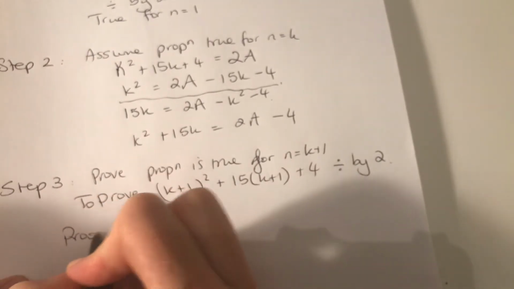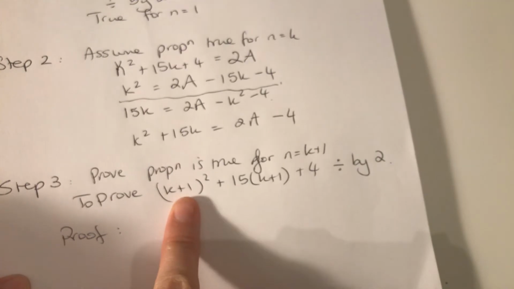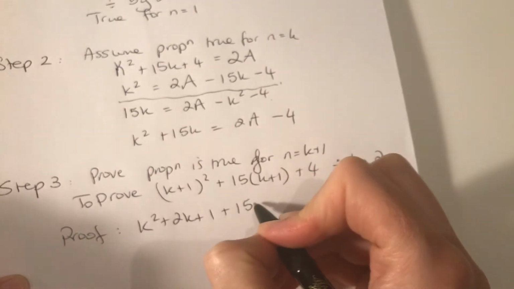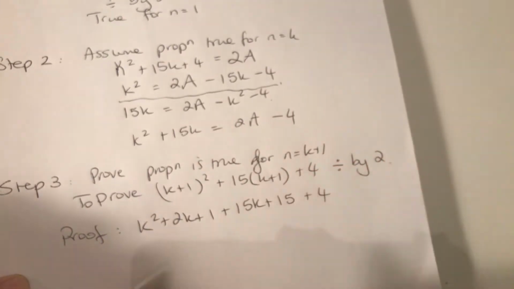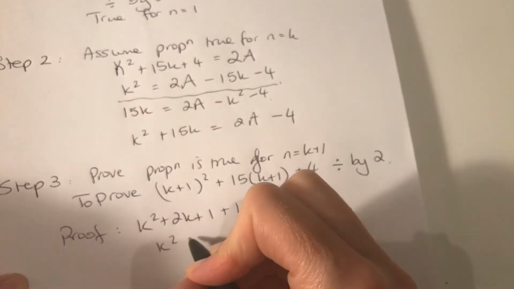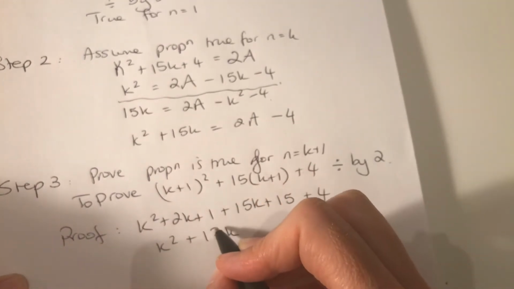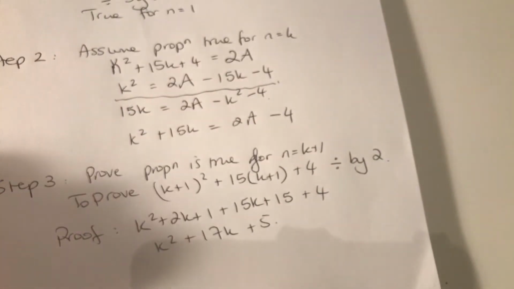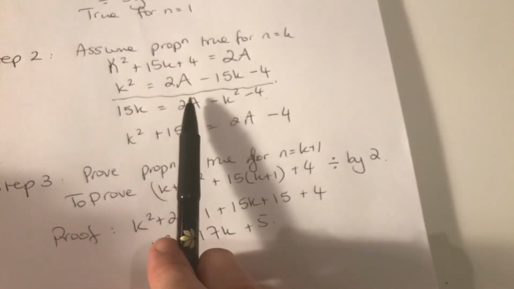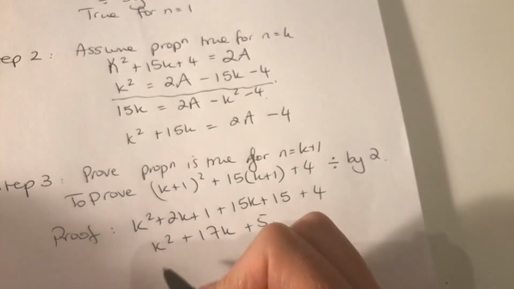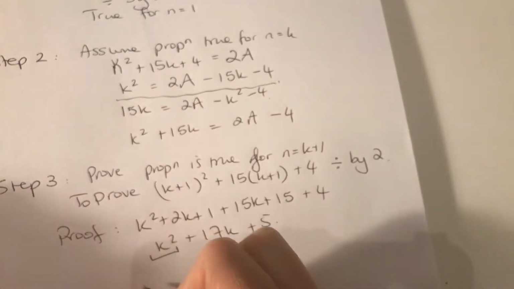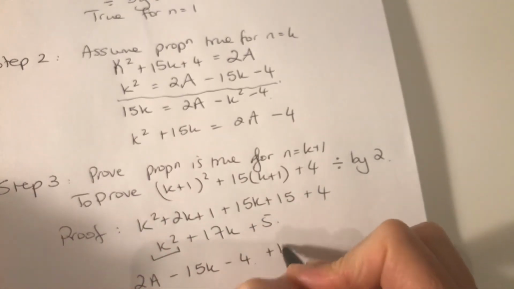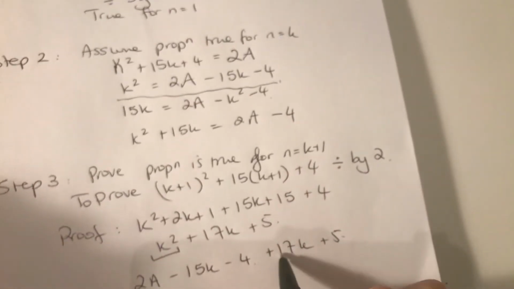And let's just go with our proof. I'm going to multiply this by itself, take it to the side, clean it up. k squared plus 2k plus 1 plus 15k plus 15 plus a 4. Clean that up again. k squared plus 17k plus 5. I have no idea if that's divisible by 2. I'm going to go back and use my assumption. Anywhere I see a k squared, I'm going to replace it with this 2a minus 15k minus 4 plus 17k plus 5 is the rest of that.